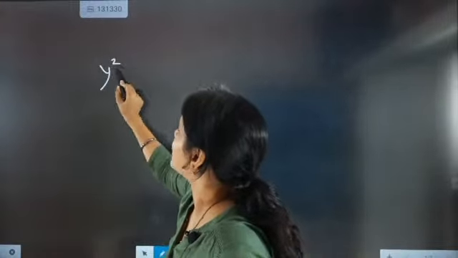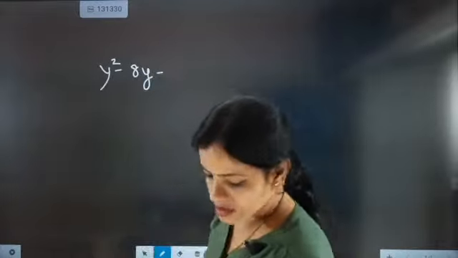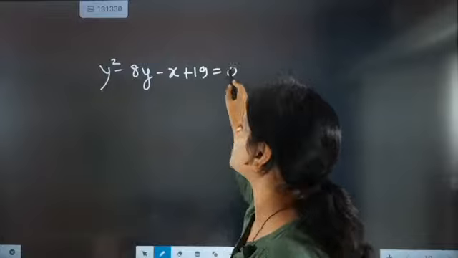Now look here, beta. Now y square minus 8y minus x plus 19 will be there, and that is equal to 0.